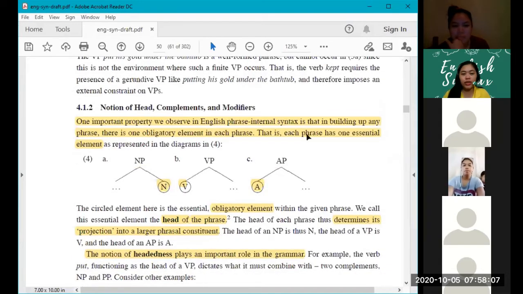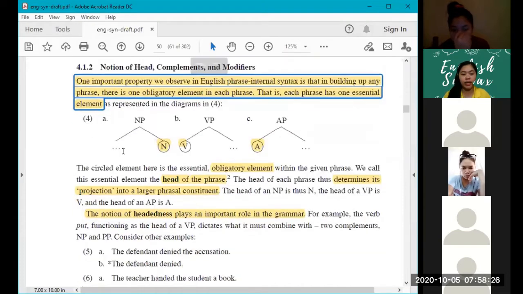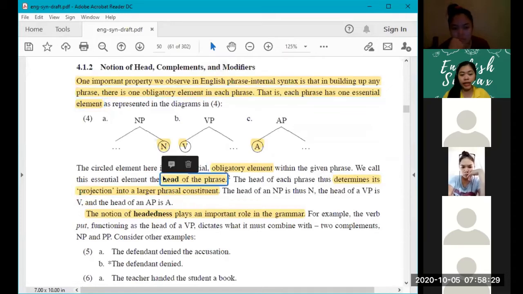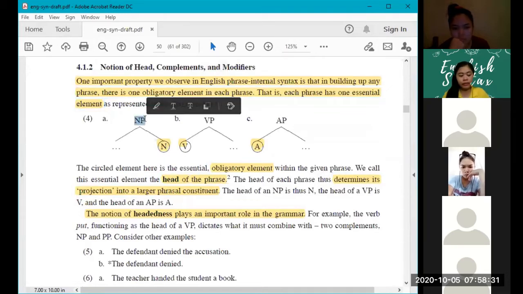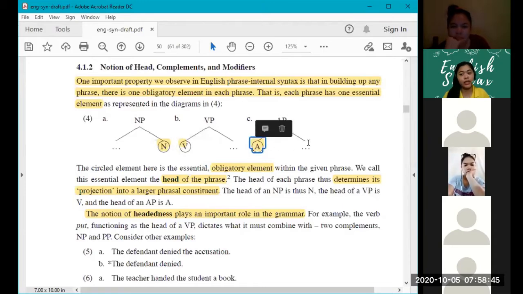So let's go on to the notion of head, complements, and modifier. One important property we observe in English phrase internal syntax is that in building up any phrase, there is one obligatory, or compulsory, element in each phrase, and that is the essential element, the head of the phrase. For example, in an NP there should be a noun, because that is a noun phrase and that is the head of the phrase. In a VP, the head should always be the verb because it's a verb phrase, as well as the adjective phrase and so on.